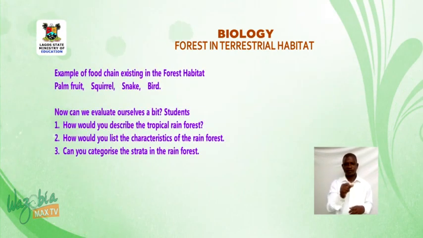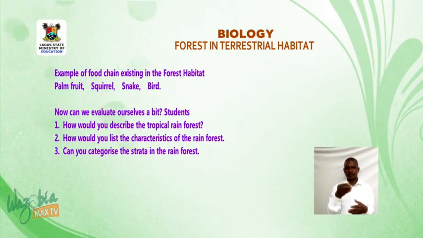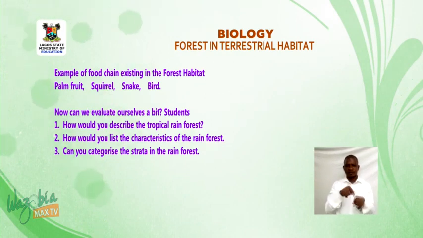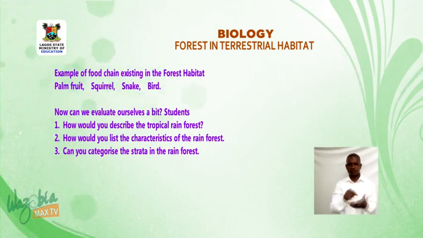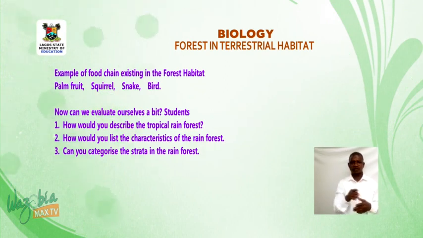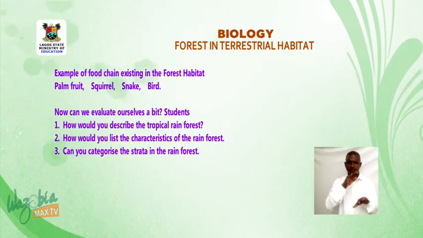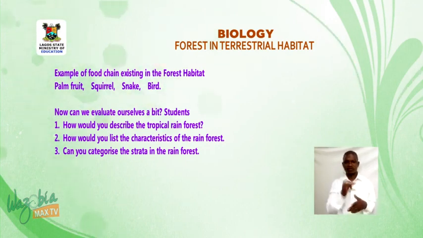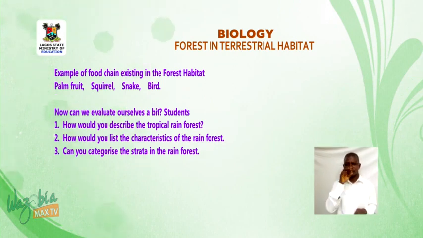Example of a food chain existing in the forest habitat. This is just a simple chart, a simple food chain existing in the forest. Palm fruits, squirrel, snake, birds. If the snake dies, the bird feeds on it; the snake feeds on the squirrel, then the squirrel feeds on palm fruits.